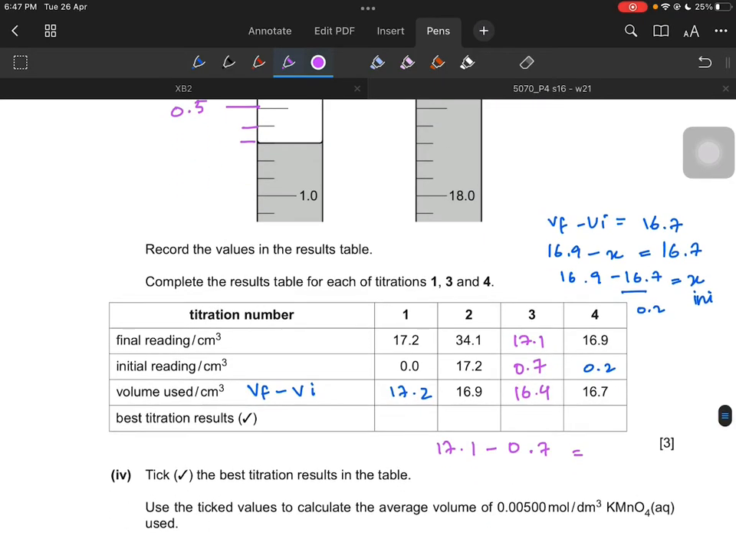Now we want to take two best titration results which are very close to each other. So I'm pretty sure 16.4, 16.7 and 16.9 are apparently very close. But we can't use 3. So which two are closer? 16.9 and 16.7, because they have a difference of only 0.2 units.